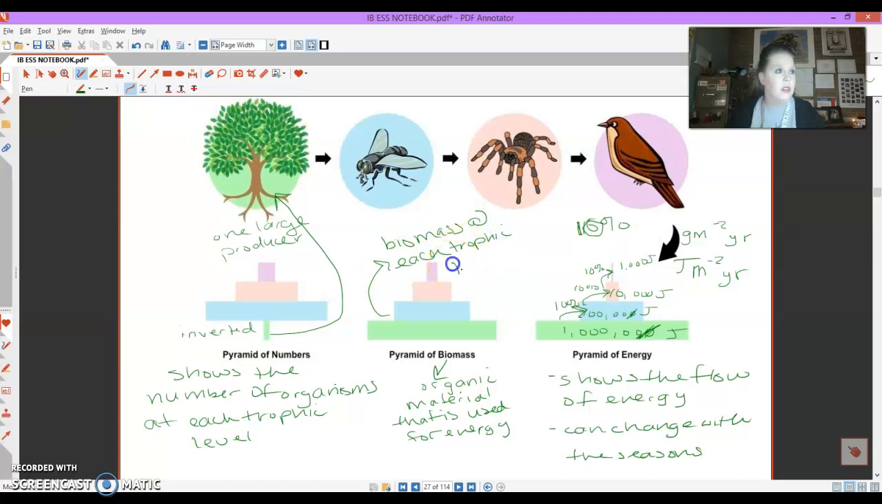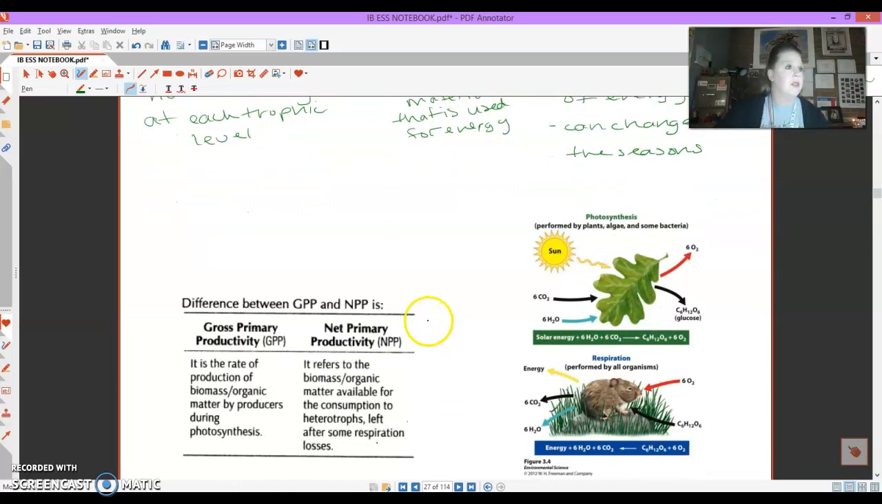So when you look at this, let's say they had this picture on the IB test, and they asked you which trophic level has the largest biomass, you would say producers. Okay? All right. So let's move down here.